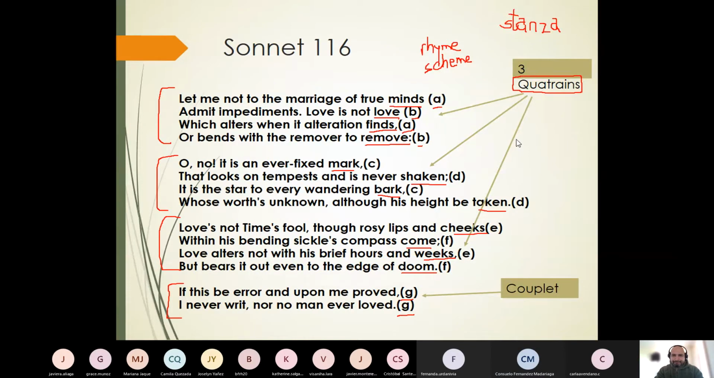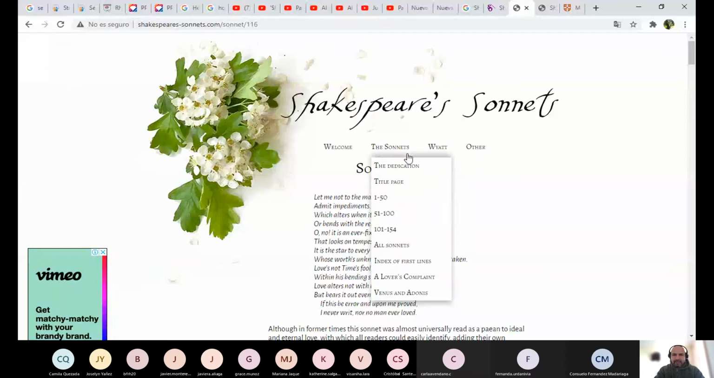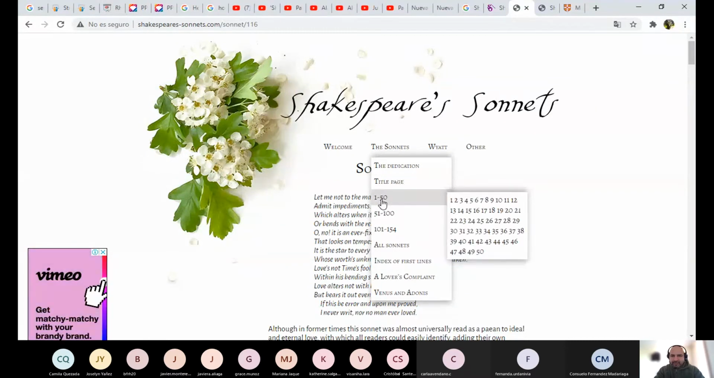So what I want you to do is go and find sonnet 18. You should be on this website. So you go to sonnets, right? You go to this section, 1-50, right? And then you find the 18th.